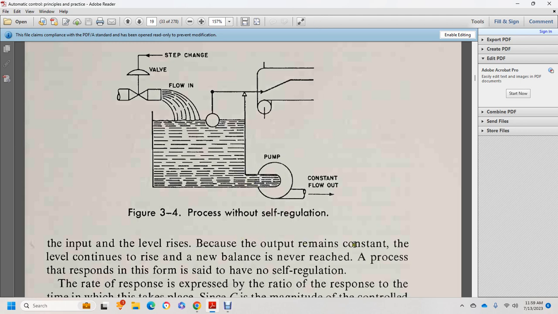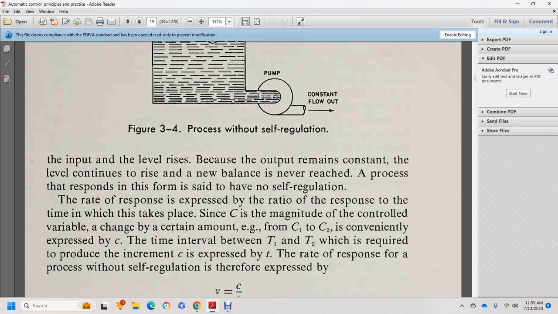So the output remains constant, and the level rises toward a new balance but never reaches it. A process with a response of this form is called a process with no self-regulation.